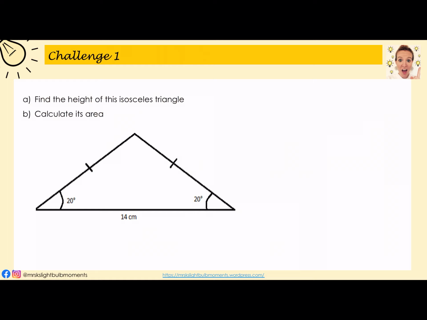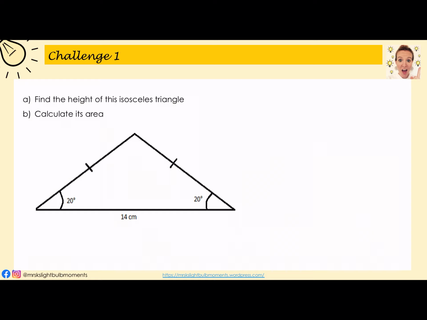Now let's move on to some applied ones, because I think this is where we find it a little bit more tricky. So in this question, we have got an isosceles triangle, and we need to calculate its area. We need to find the height first, that's part A, and B is area. It might not say find the height. That's like a helping step. It might just say find its area.